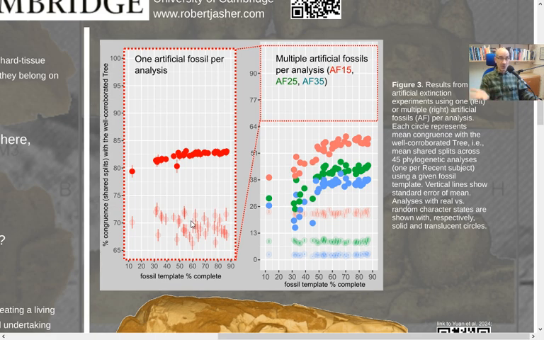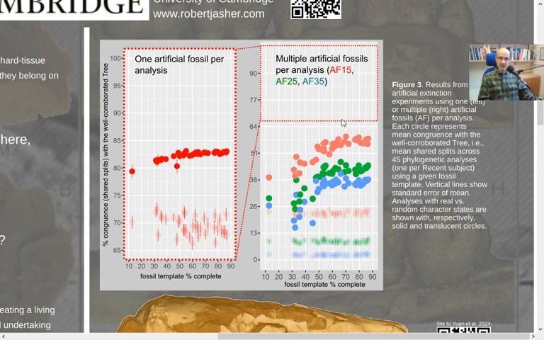So, you know, it's kind of a low bar there, but nonetheless. But still, perhaps the most important point so far is that there is a subtle but nonetheless observable increase in congruence as the fossil templates get more and more complete, although, again, with the qualification that there's a bit of an asymptote there.